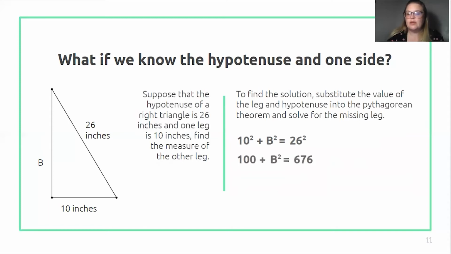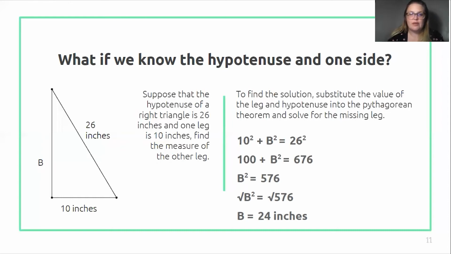If we square those numbers, we end up with 100 plus b squared equals 676. So the next step is going to be to isolate the b on one side of the equation. We'll do that by subtracting 100 from both sides, which leaves us with b squared equals 576. So the next step in this equation is going to be to find the square root. So the square root of b squared will give us b, and then the square root of 576 is going to be 24, which tells us that this other leg of the triangle, b, is equal to 24 inches.